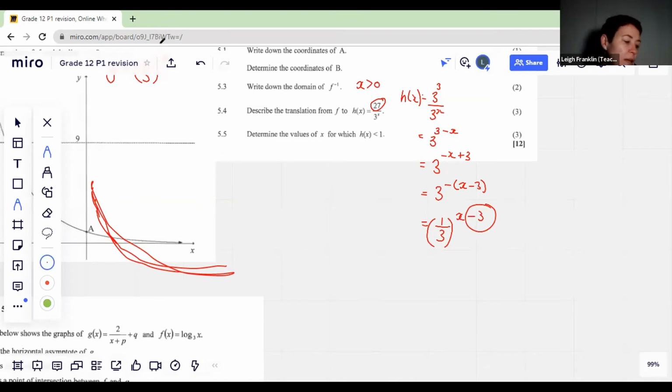What that means is that we have taken our original function f, and in order to create h, we have shifted 3 units to the right. Okay, Isaiah, that's what's happened.